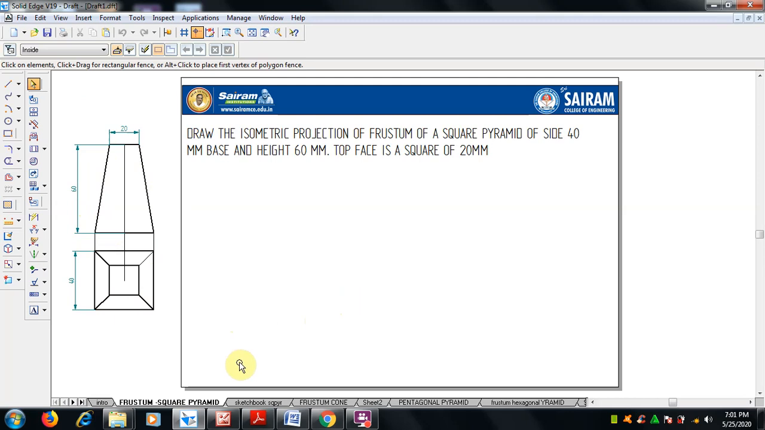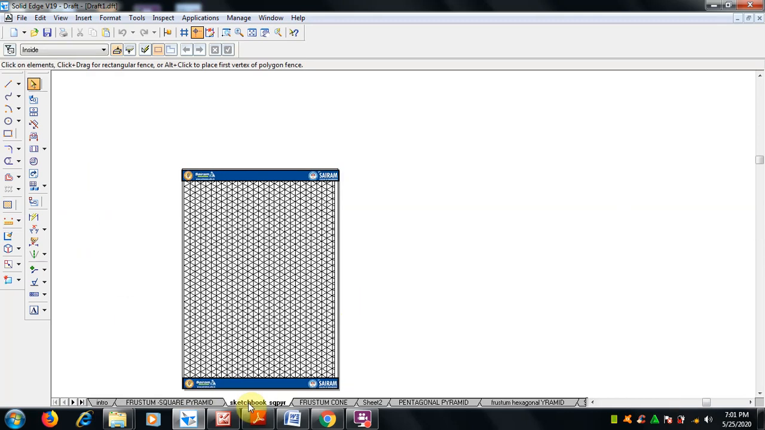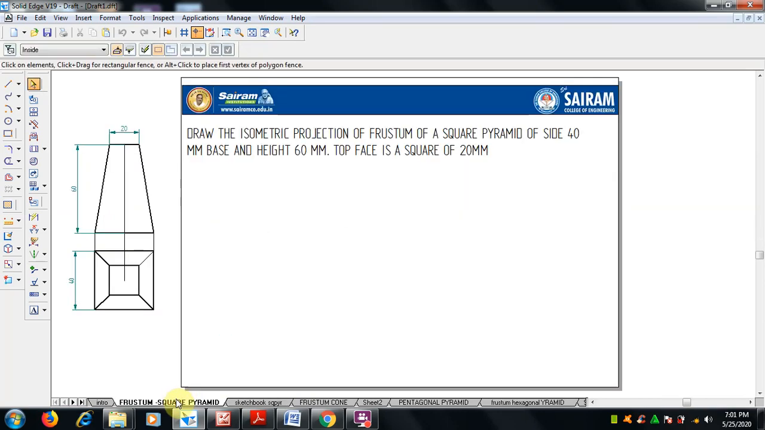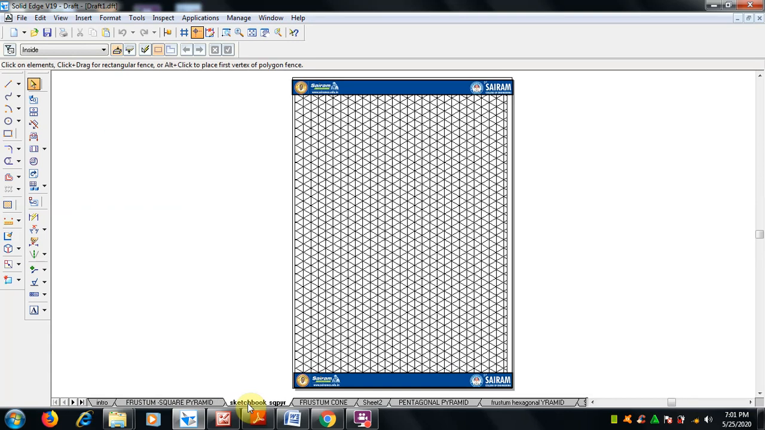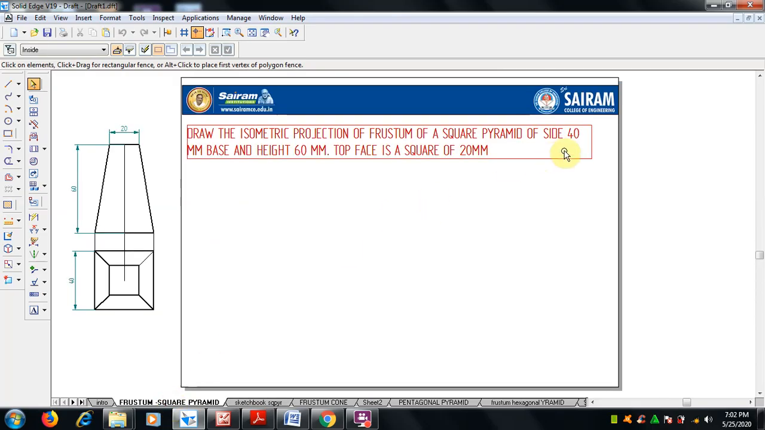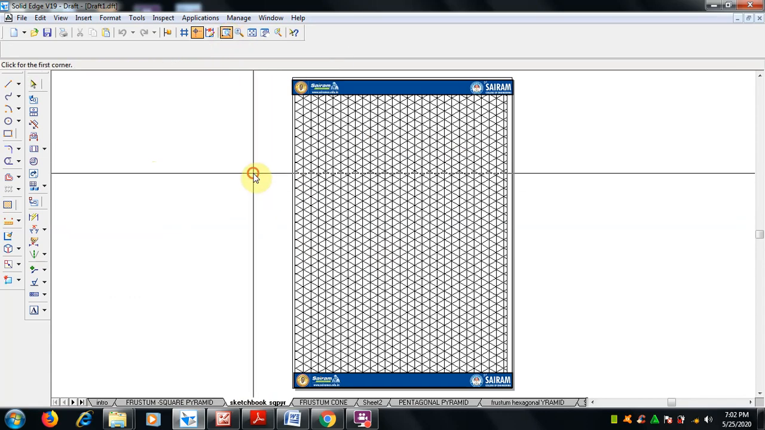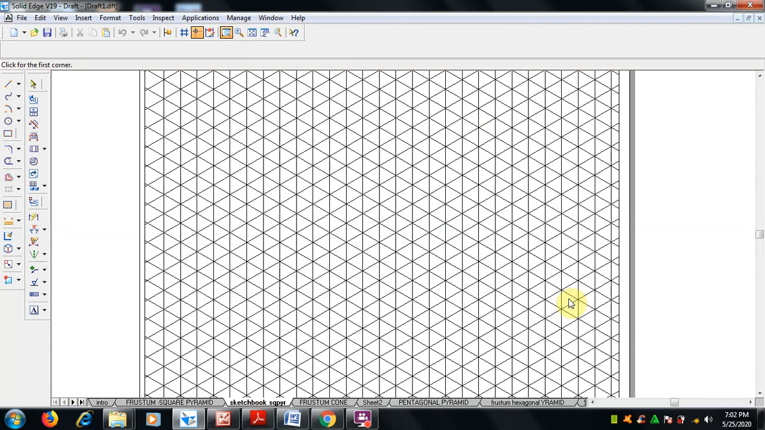Here I am going to explain how to draw in sketchbook as well as how to draw by using Solid Edge. Let me go to sketchbook first. We have to draw in sketchbook. The question is, base is 40 mm and top is 20 mm square, and the height is 60 mm. So I'll draw here 40, 20, 60. Now I'll zoom it here.